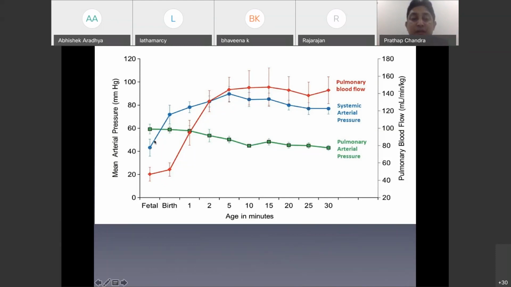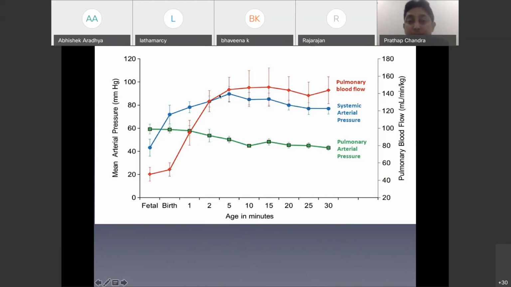If you look at it from the fetal birth or just before that, your systemic arterial pressure is lesser compared to the pulmonary arterial pressure. The reason is the lung is full of fluid, and then the vascular resistance is higher in the lungs. And also, if you look at the last one, the red one, this is the pulmonary blood flow. The pulmonary blood flow is very less, and the pressure is also very less at that point in time.